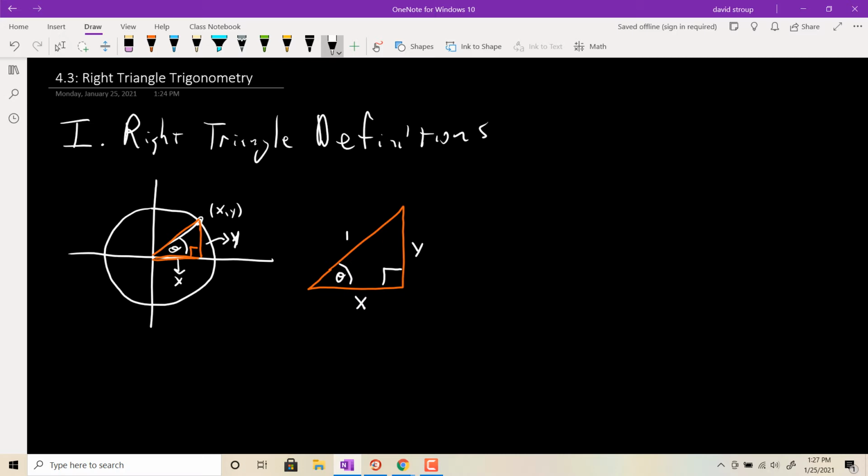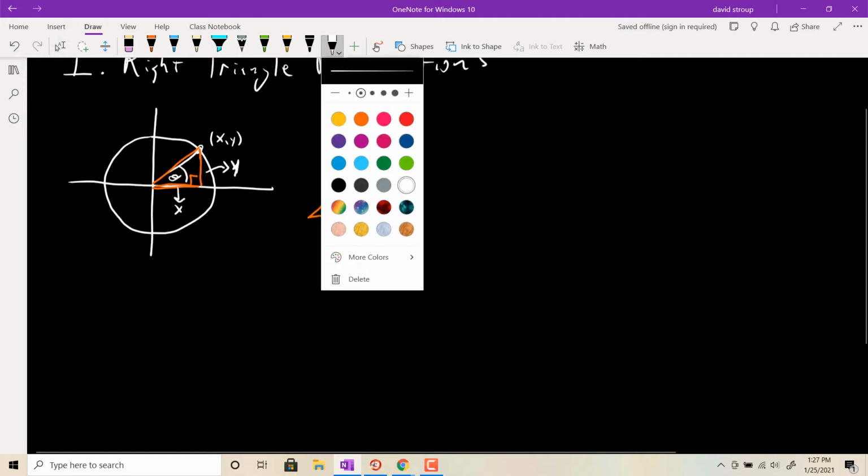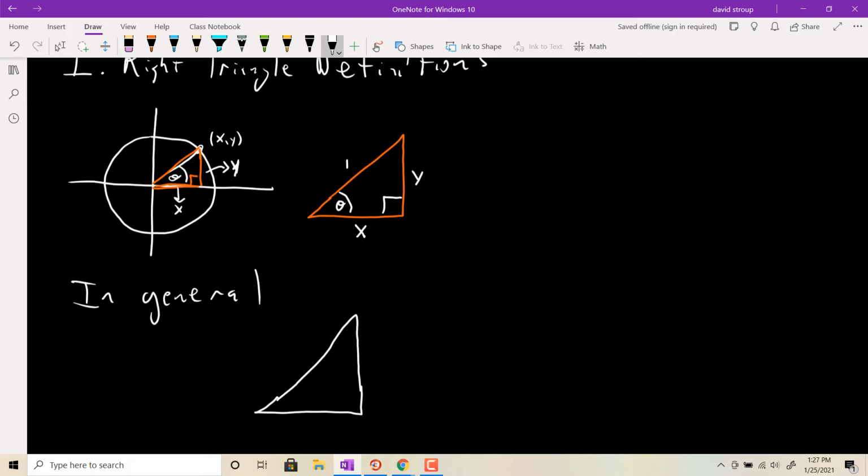was length 1, but now what we're going to do is a more general version of that and say the following. In general, our triangle will look like this. So here's our angle, here's our right triangle. We'll call the vertices A, B, and C. So the bottom one A, and then this guy is big B, and this guy's C.